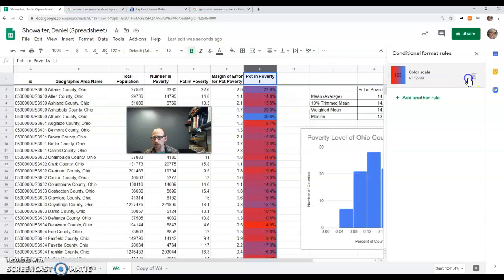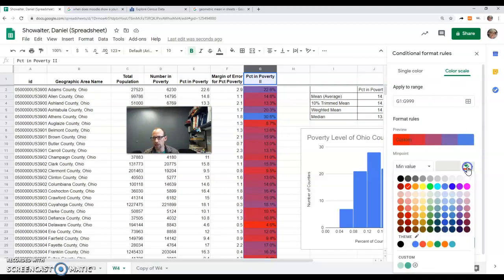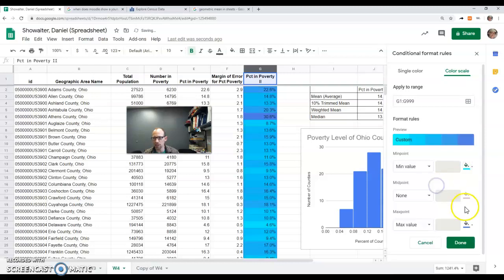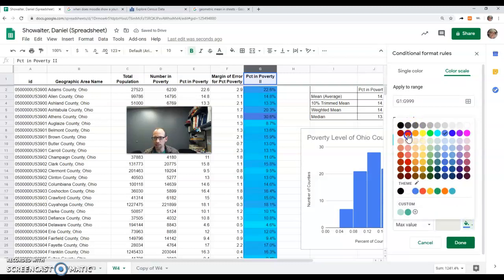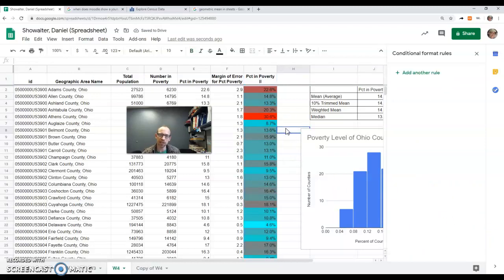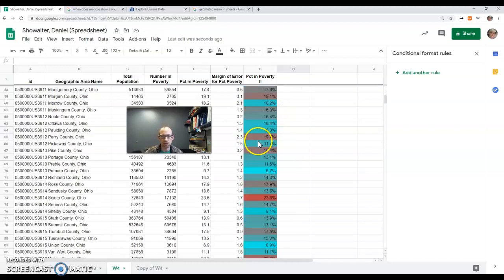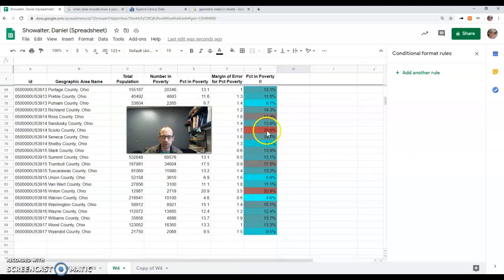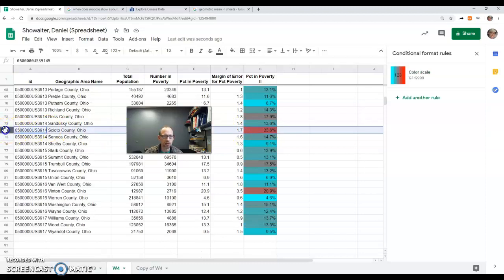Actually, that's probably not the right choice, is it? For me, the minimum is actually a good thing here. Maybe I'll do this color blue. And the maximum is a bad thing because it means higher poverty. That looks more like the message that we're uncovering here. So here we can just scroll down and see, oh, there's a very reddish one, Scioto County must have a lot of poverty.